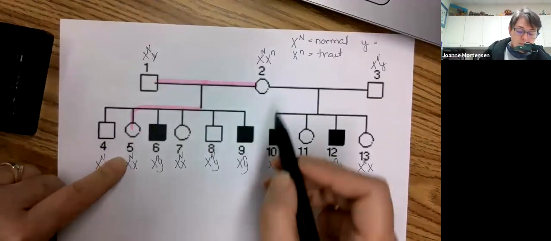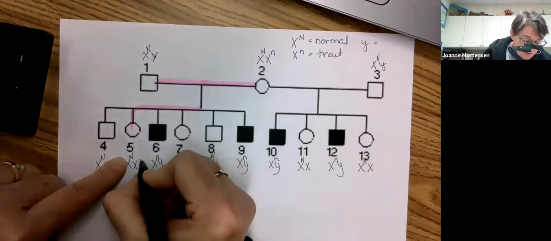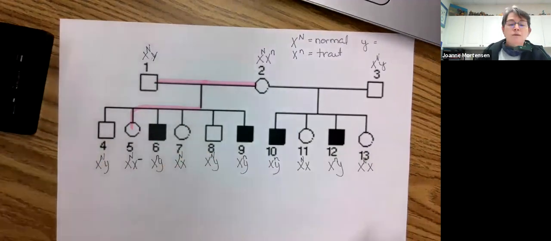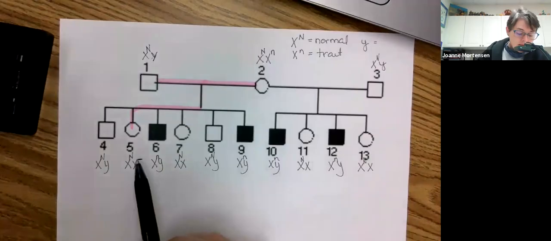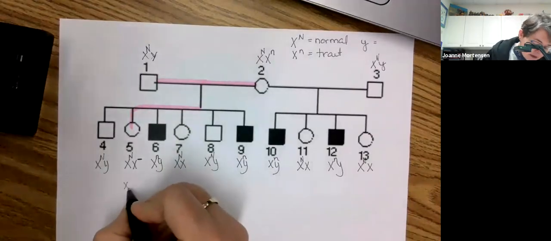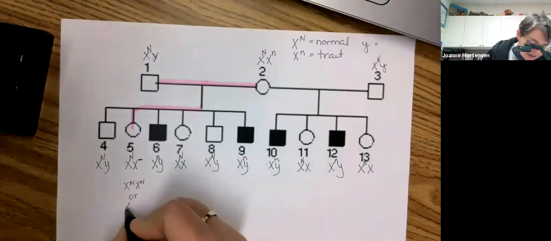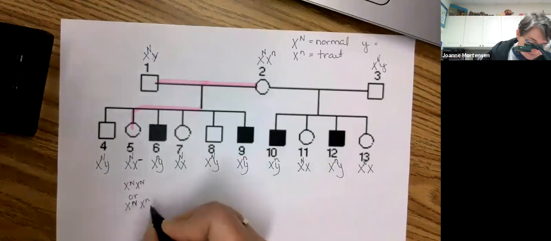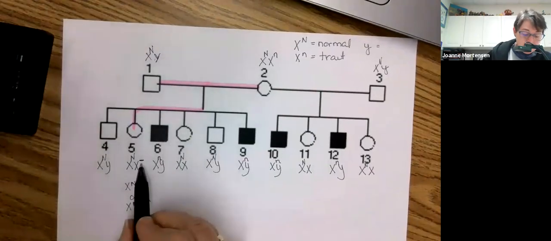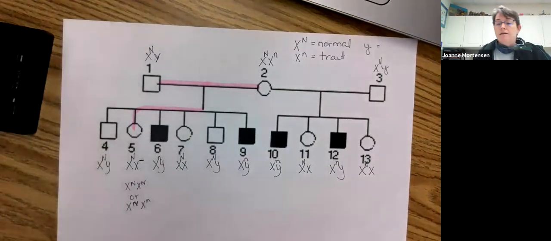from dad, but I don't know what chromosome came from mom. It could be X capital N, X capital N, or X capital N, X little n. So that's why you write X and a blank.